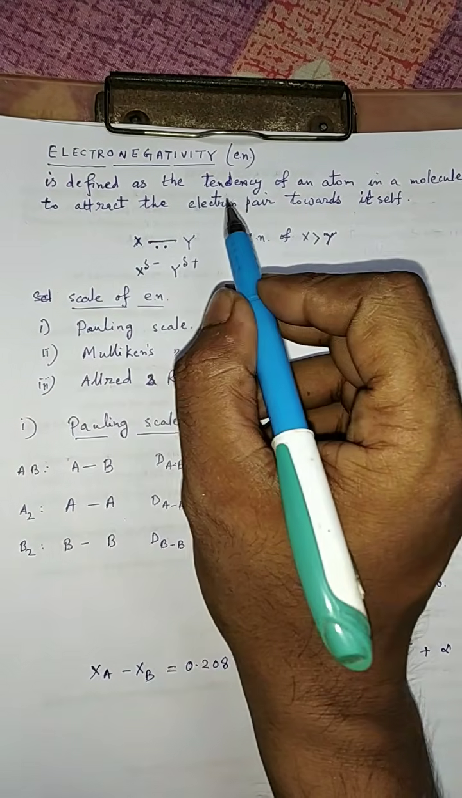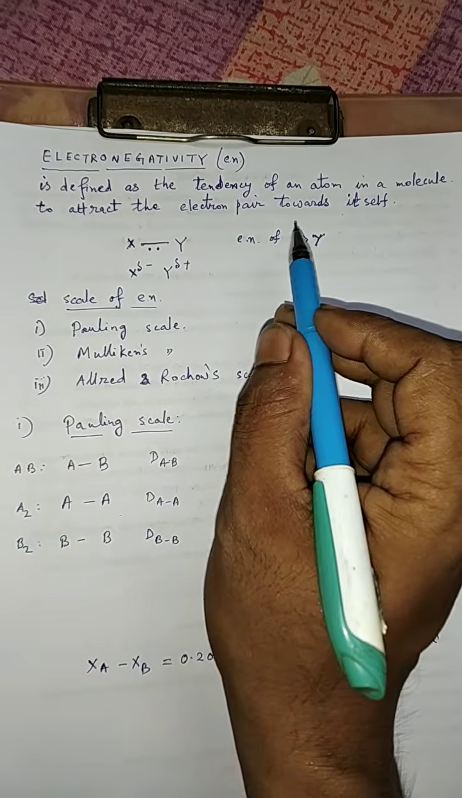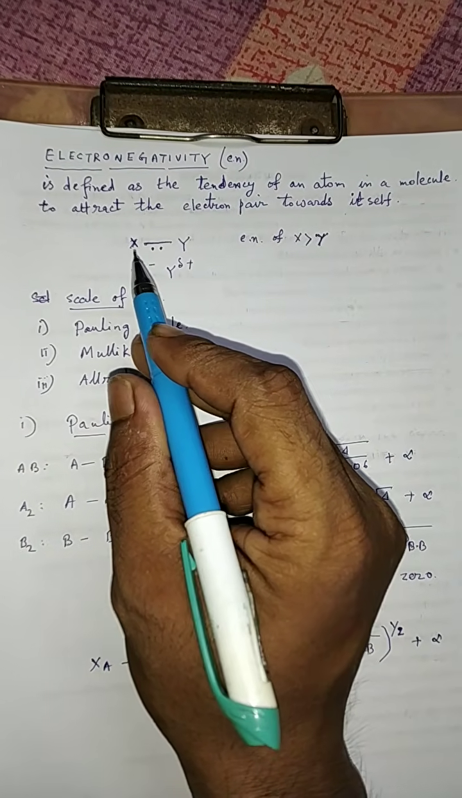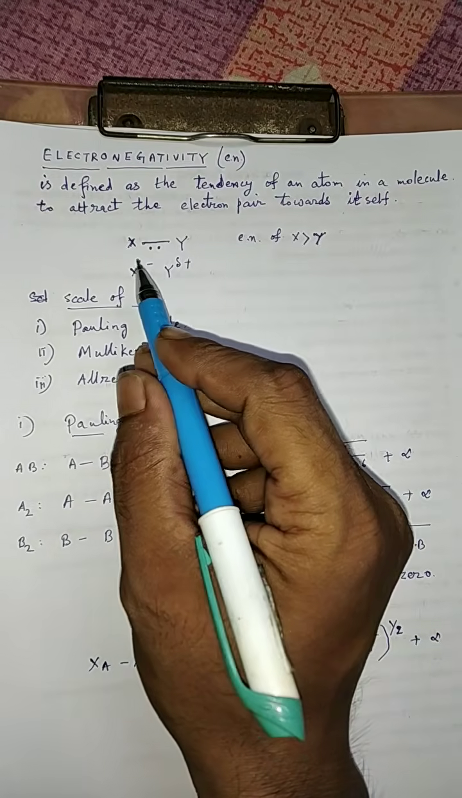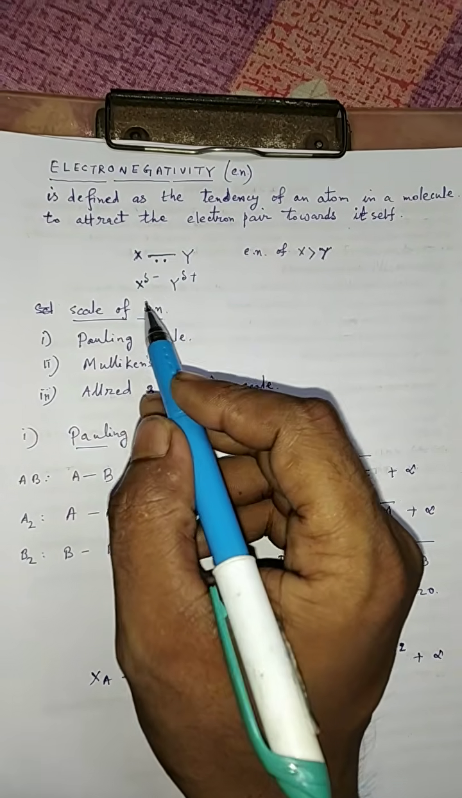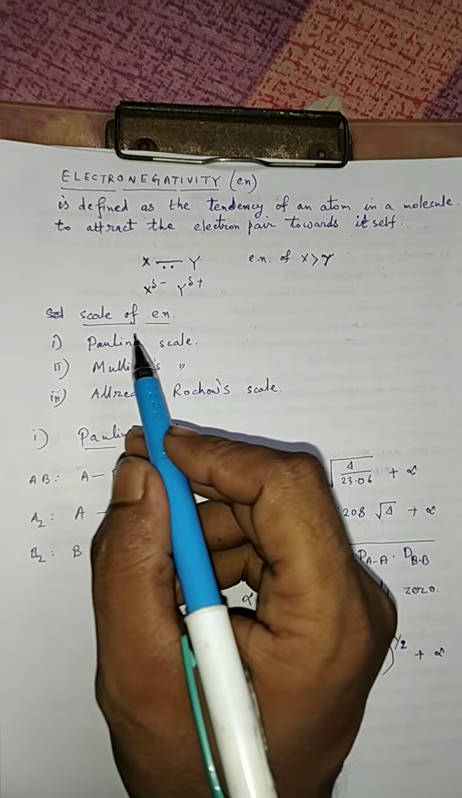Electronegativity is defined as the tendency of an atom in a molecule to attract the electron pair towards itself. For example, consider a molecule XY. If electronegativity of X is greater than Y, then X will attract the electron pair towards itself. So X will get partial negative charge and Y will get partial positive charge.